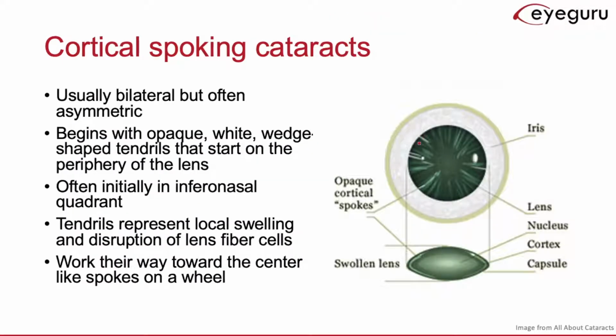So cortical spoking cataracts are usually bilateral, but they're often asymmetric. They typically begin as these white, opaque, wedge-shaped tendrils that start on the periphery of the lens, often initially in the inferonasal quadrant. These tendrils represent local swelling and disruption of lens fiber cells. Now, over time, these tendrils work their way towards the center of the lens, much like spokes on a wheel, where they can be increasingly disruptive to vision.